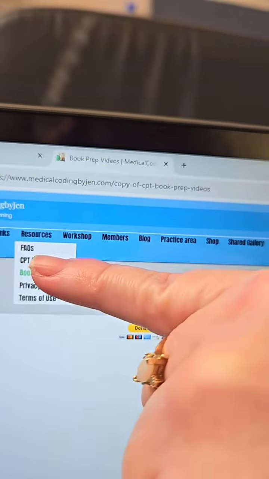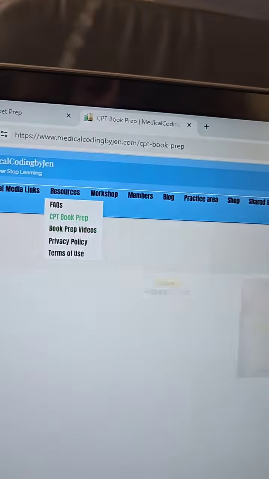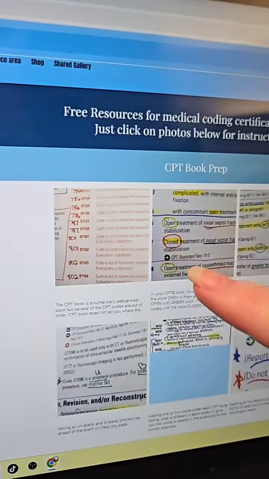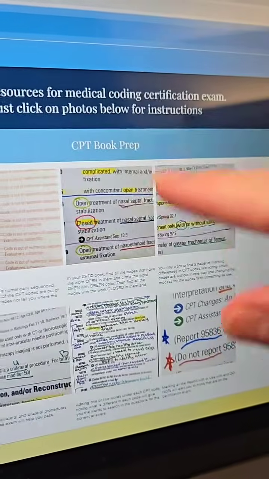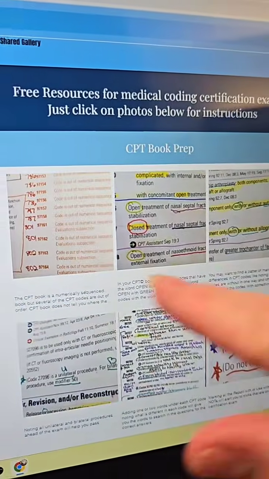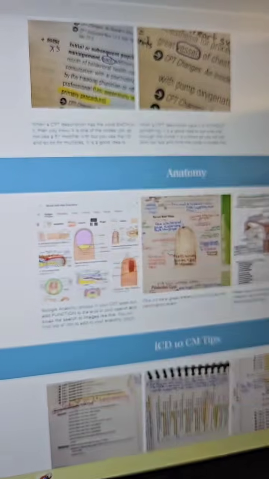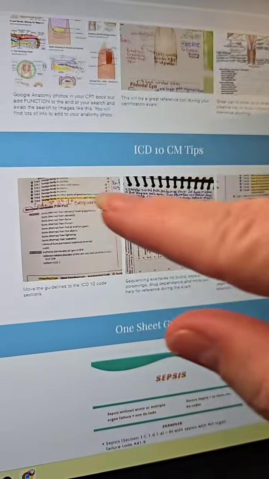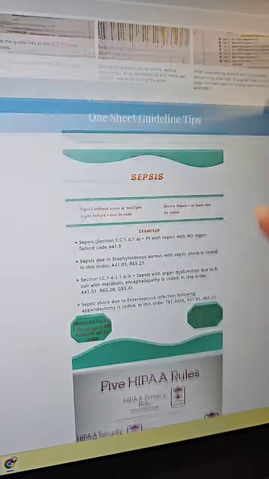And if you go to the CPT book prep page, those are still photographs of the CPT book, one step at a time. Go to the book, do this step. Go to the book and do this step. Go to the book and do that step. Just click on each picture. You'll get the instructions. It'll tell you what to do. And then there's how you do the anatomy. Click on the picture. It'll give you the instructions. And then this is how I do ICD-10. Just click on the picture. It'll tell you what to do. And then I have some extra bonus info here for you too.